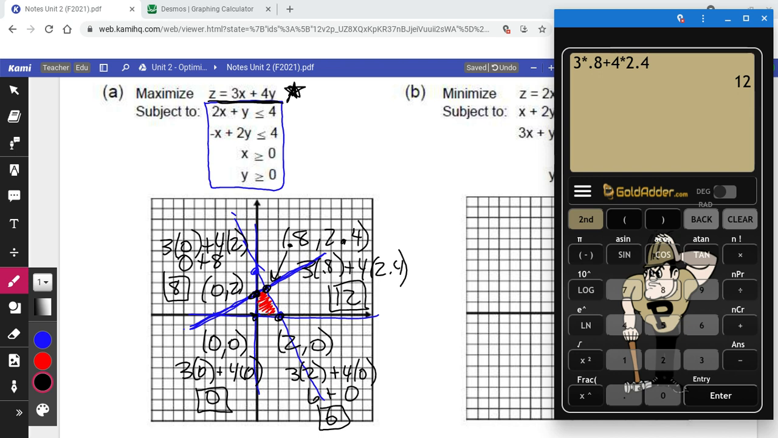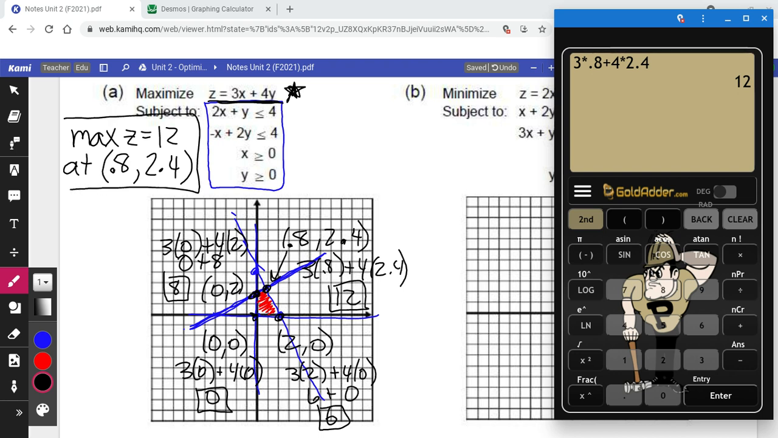I want the maximum. The maximum z value is 12. And I want to pay attention to what point produced that, because that's going to be important later when we get some story problems and some actual context to this. So your answer has 2 parts. You've got that maximum value of 12, and then you've got the corner point which produced that maximum value.